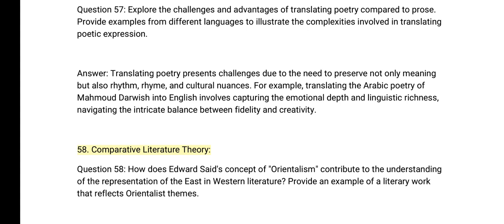For example, translating the Arabic poetry of Mahmoud Darwish into English involves capturing the emotional depth and linguistic richness, navigating the intricate balance between fidelity and creativity.